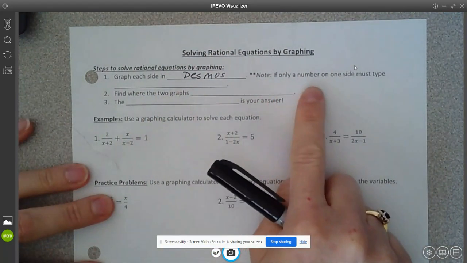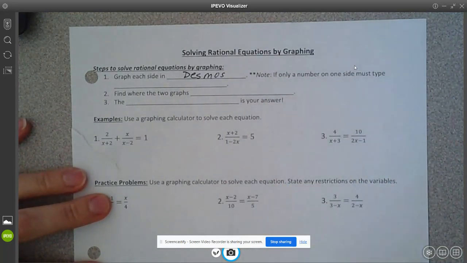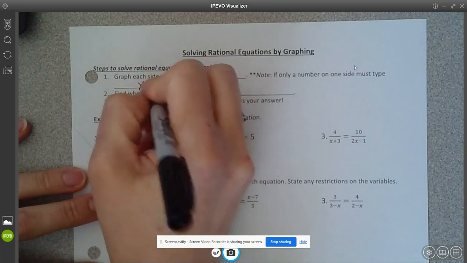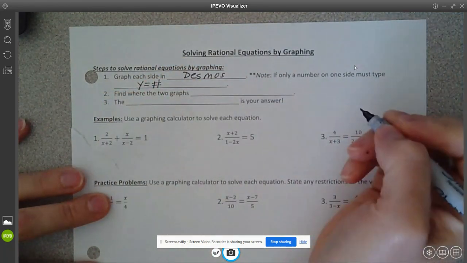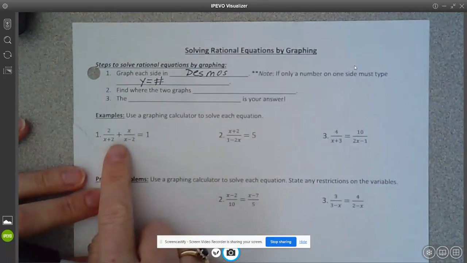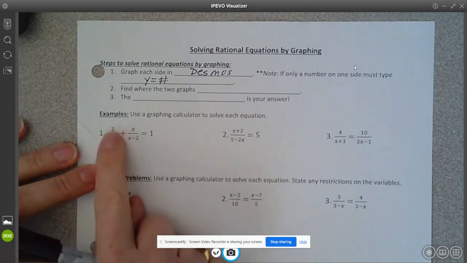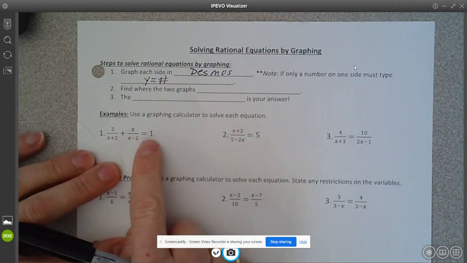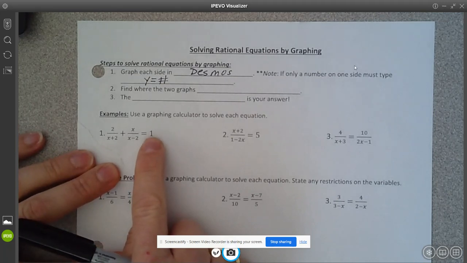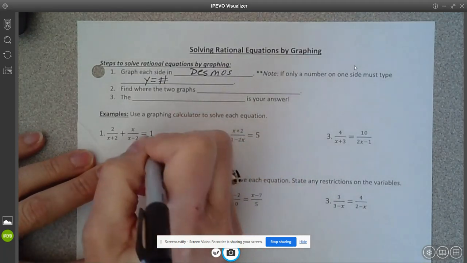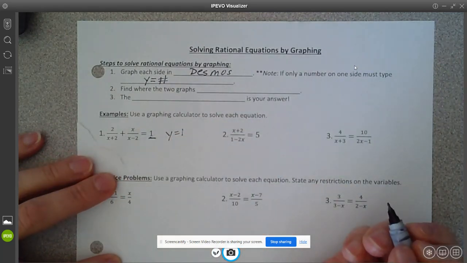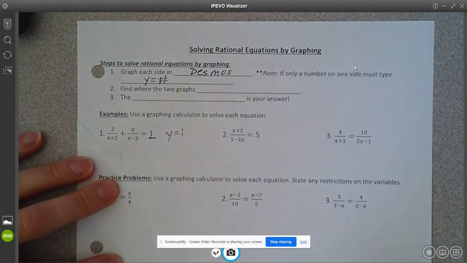Now, if there is only a number on one side, then you're going to have to type y equals whatever that number is. So for instance, if you had a problem like we have down here in this one, we have this on the left and we have it equal to 1. Then the right side is going to have to be typed in as y equals 1. When we do that in a minute, it will make more sense.